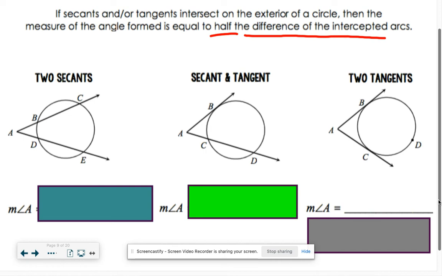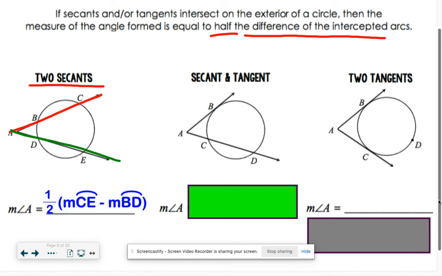I apologize. Okay, if you have two secants, do you see how here's a secant line? It touches your circle twice. Here is your other secant. So if you're looking for the measure of angle A, you take arc CE, subtract it from BD, then divide by 2. So we're taking your big arc minus your smaller arc and then dividing by 2.